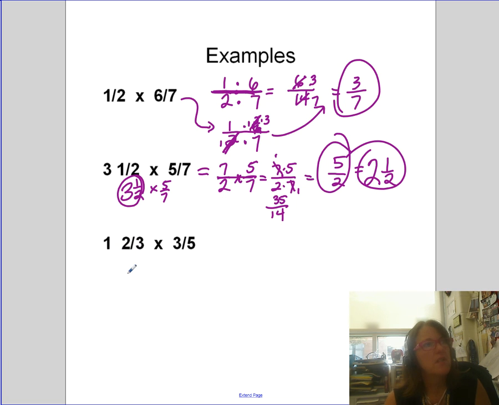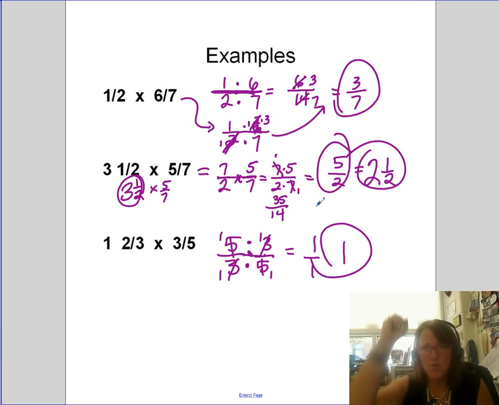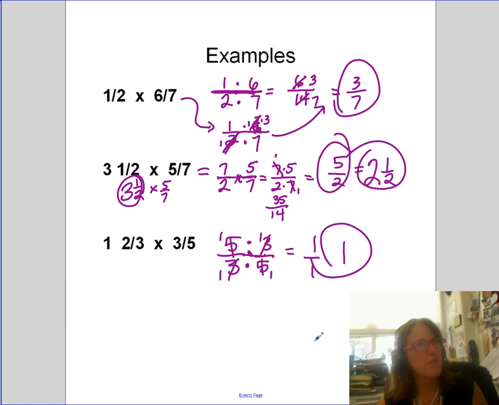Okay, so let's take a look at this one. 1 2/3. Change that to improper. 5/3 times 3/5. Ooh, look at this. One giant Überfraction. 5 divided by 5 is 1. 3 divided by 3 is 1. I get nothing but 1/1, which is just 1. Woohoo! Look at how nice that was, for goodness sakes.